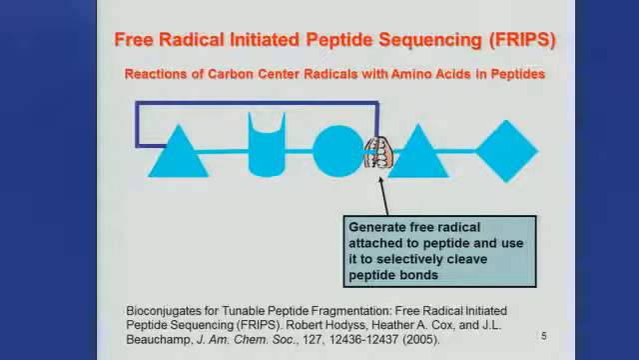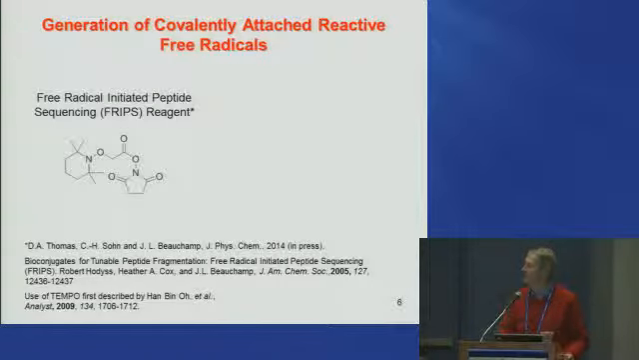So the free radical-initiated peptide sequencing, this started in 2005. We had the idea that we could couple a reagent to a functional group in a peptide, picking for generality the N-terminus, and then have the ability to generate a free radical that could in turn be used to selectively cleave peptide bonds. And the reagent we have is actually quite simple, using a TEMPO leaving group.